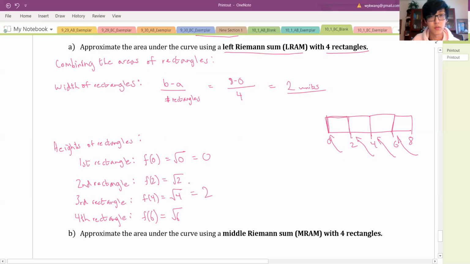So now we need to multiply the width, or the base, times the height for each one. I'm going to say width times height.